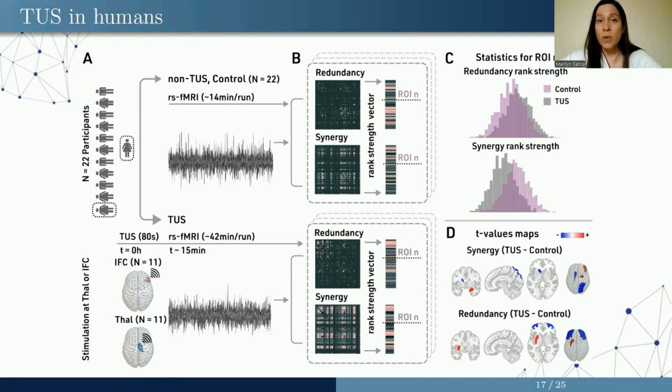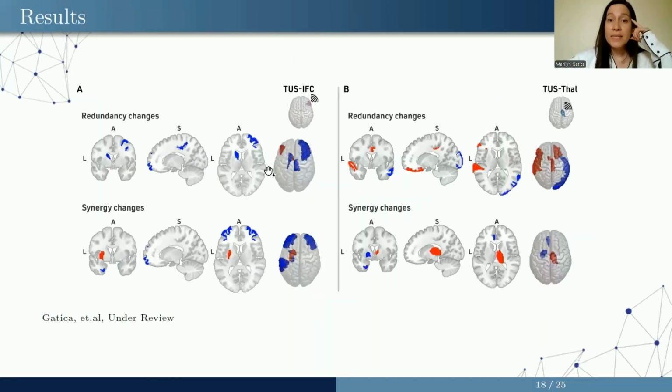So here, we were trying to show that independent of when you are doing a perturbation in a particular area, you are changing networks, and also you are changing higher order networks. And that's what we did. So here, for example, you will see the results for the inferior frontal cortex, and here you will have the result for the thalamus.